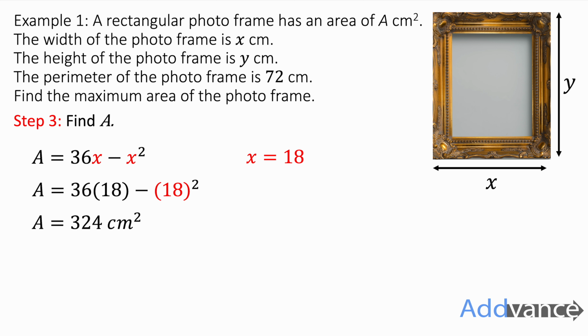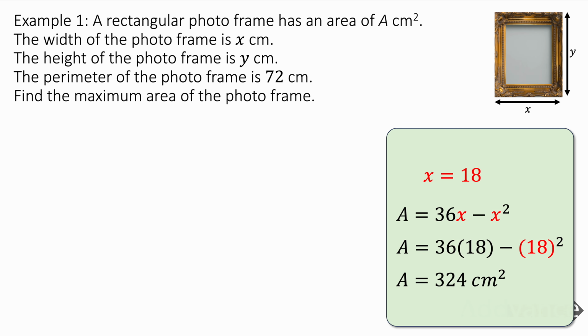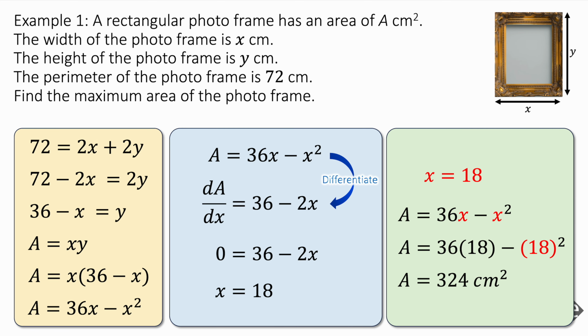We have finished. That is the end of example 1. So step 1, in the yellow, we made an equation for the area in terms of just x. Step 2, in blue, we differentiated that and made it equal to 0, finding that x is 18. And step 3, we substituted 18 back into the equation for area to get that the maximum area is 324 centimeters squared. That's example 1. Let's look at example 2.